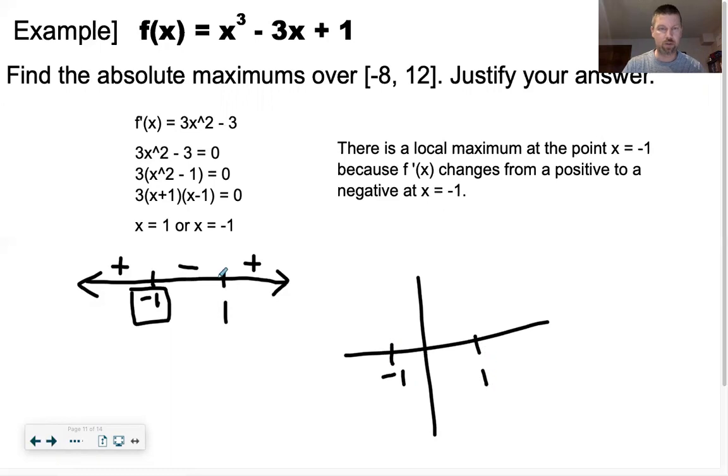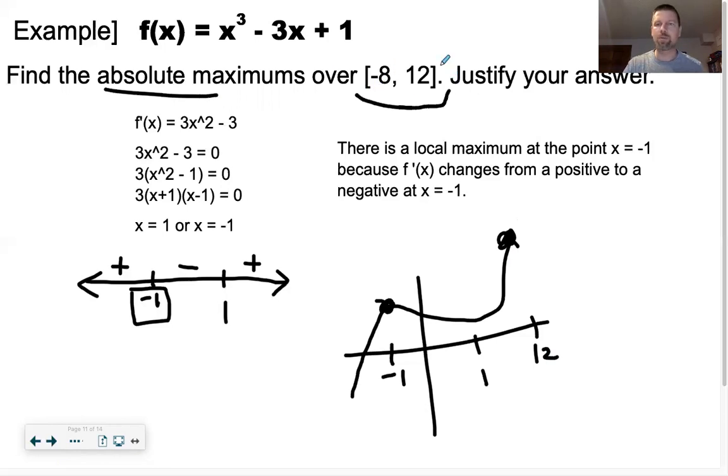At 1, it's got a local minimum. But that means it looks something like this, right? Local maximum, local minimum, and then back up. And if this is at 12, the real question is, is my absolute maximum here at -1, or is it at my endpoint over here, wherever 12 is? Did it go far enough that this maximum got taller than that? So if it ever does talk about an absolute maximum or give you some kind of endpoints, then check those endpoints and see which one is actually the larger maximum, the higher maximum.